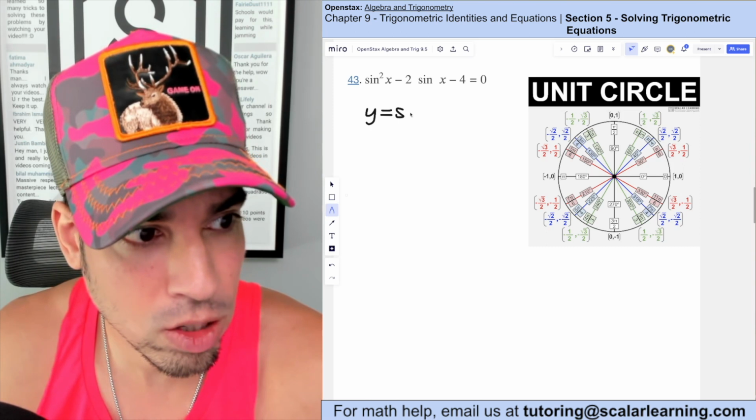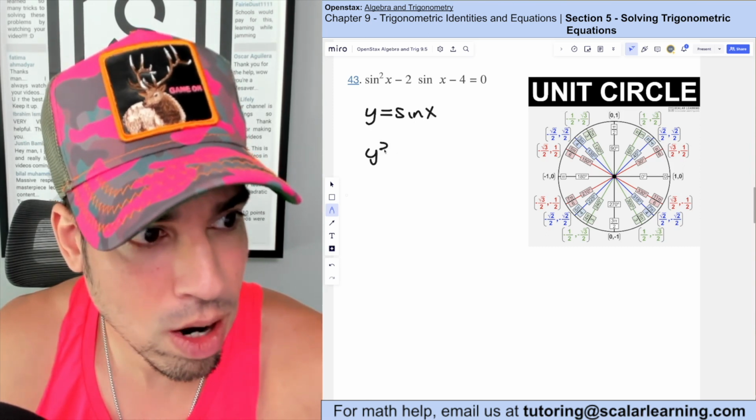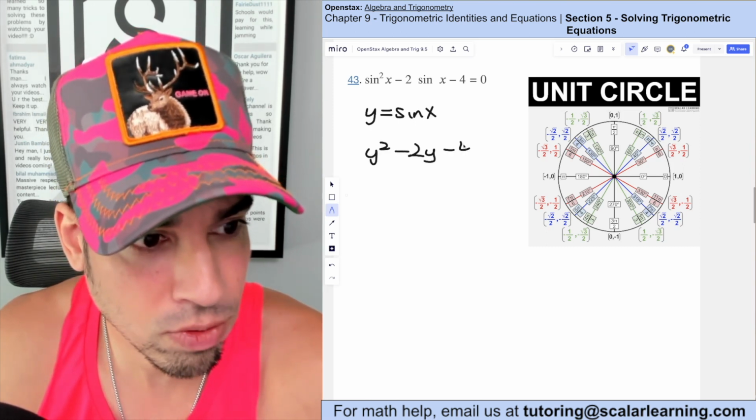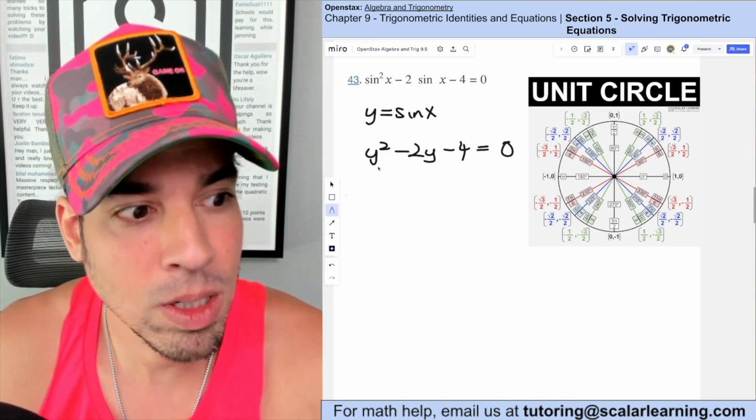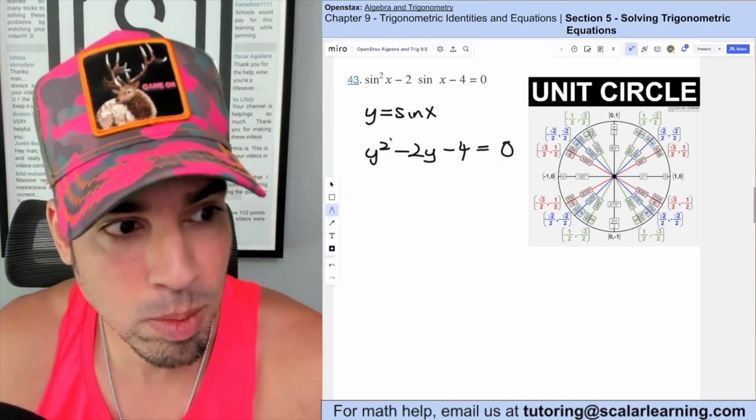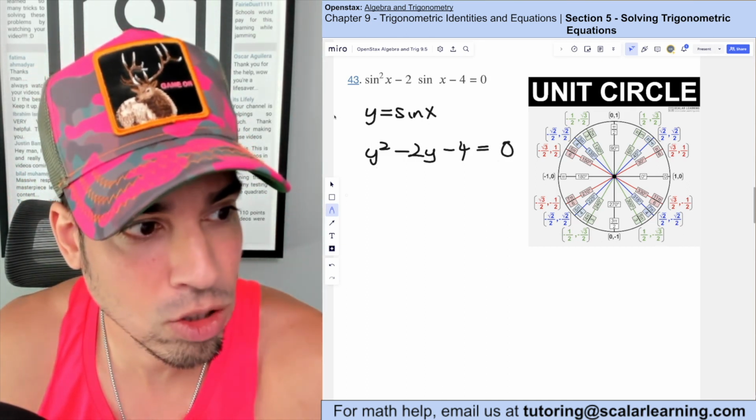I'm going to say y equals sine of x, and then we're going to say y squared minus 2y minus 4 equals 0. Then I'm going to solve for y using the quadratic formula, and then we're going to apply that back to this original equation.